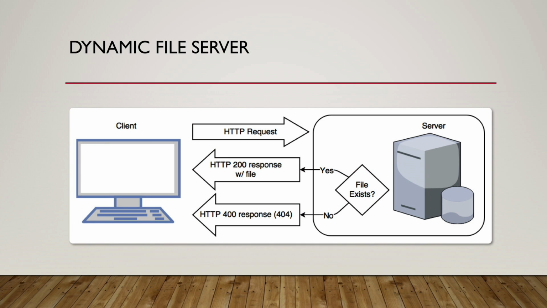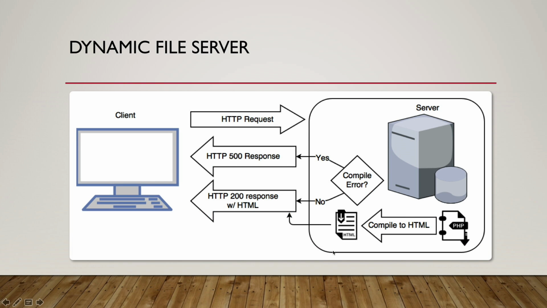So remember, when we have a static file server, the only check it's doing is whether or not the file exists. You'll get a 200 response along with the file contents, or you get a 400 response, usually a 404, and nothing else. When we are dealing with a dynamic file server, and you request a dynamic piece of code, which in our case will be PHP, it's going to first attempt to compile that. Let's assume you send an HTTP request for a PHP file, specifically a file that ends with .php instead of .html or .js or .css.